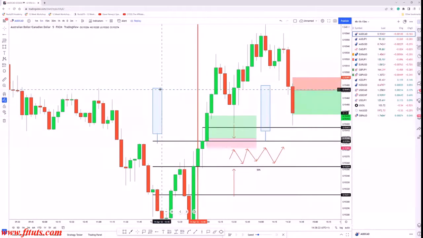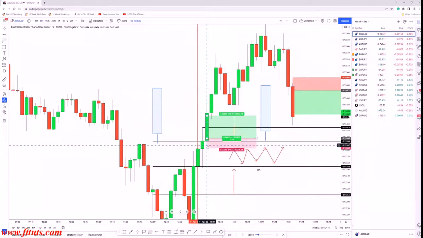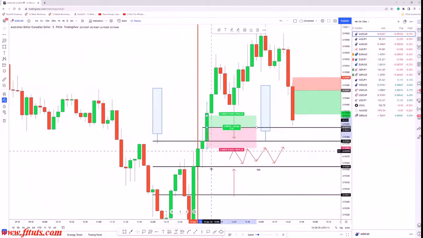If we add the confluence that the previous hourly candle was bullish, we anticipate the next hourly candle to be bullish. We've identified Aussie dollar strength. We could take this trade. We don't have to wait for this.